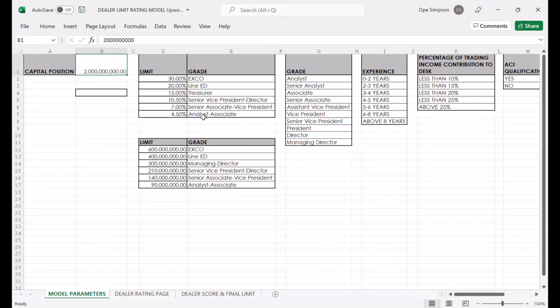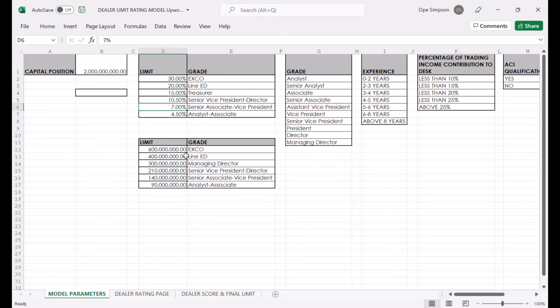So, individuals or traders who are within the analyst to associate cadre can have single trading transaction limits of up to 4.5% of Model Bank A's capital position, and this translates to 90 million for a single trade. Senior associates to vice presidents have a limit of up to 7.7% of the bank's position, and this is 140 million. And like that, this is how we've allocated the limits.